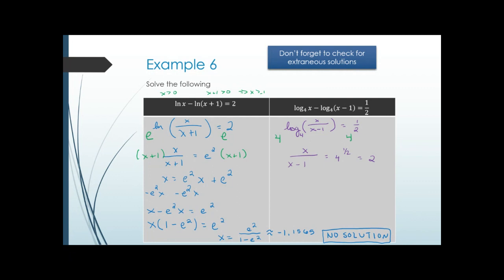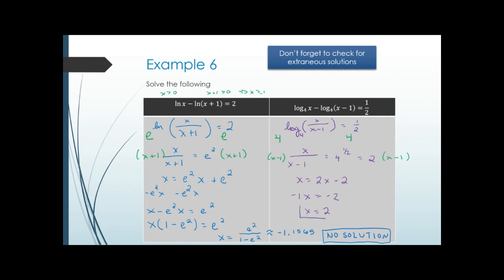Just like what we did on the previous one, we need to multiply both sides by the denominator. So I'm going to multiply by x minus 1 on both sides. So the denominators cancel. I have x equals, and then I'm going to distribute, 2x minus 2. Now I need to subtract 2x from both sides. So 1 minus 2, that's negative 1. So I have negative 1x equals negative 2. Divide both sides by negative 1. I get x equals 2.